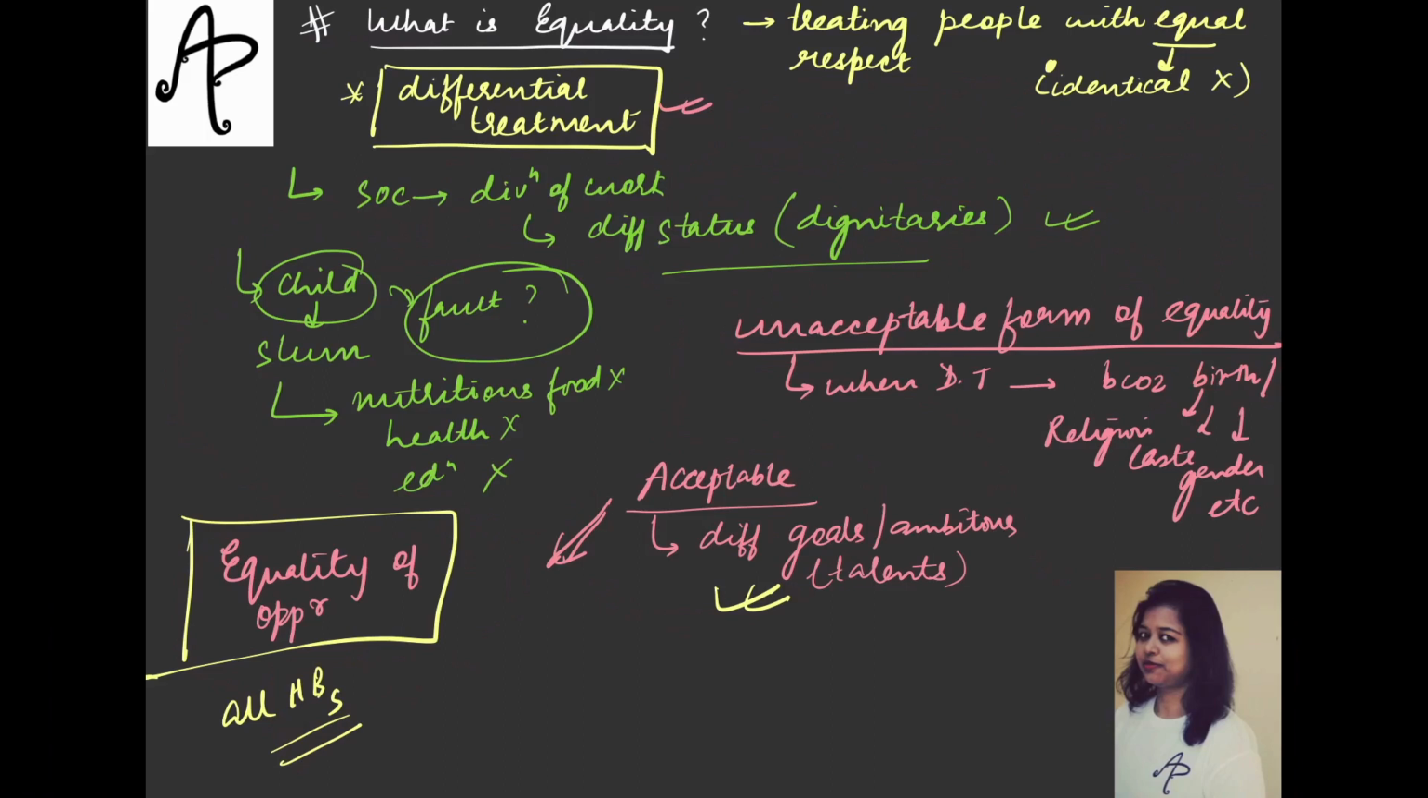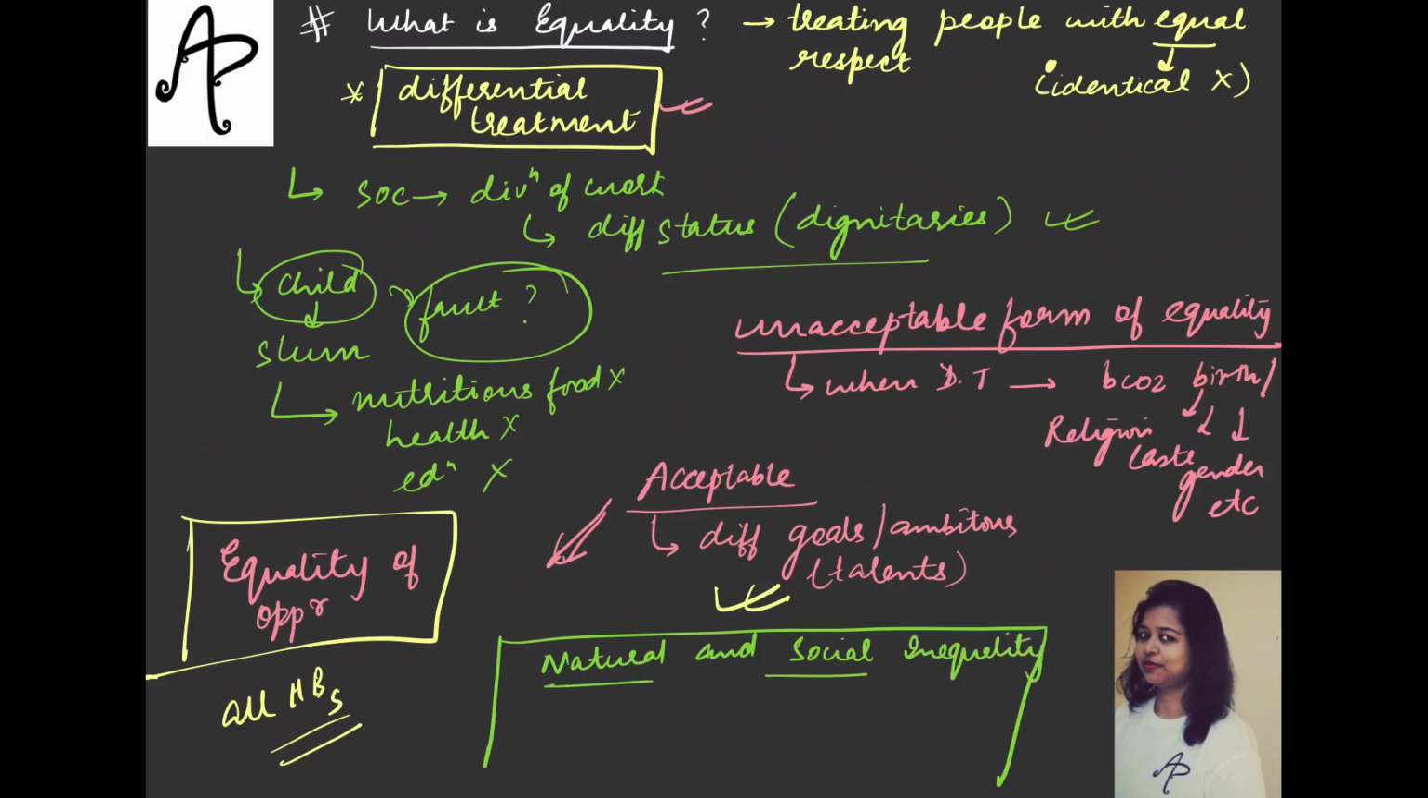Now within this only there comes another, you can say, a kind of a sub idea or a sub concept, wherein we'll try to understand the two basic forms of inequality, which are your natural and social inequality. Understand this because there will be certain contradictions given in this also.